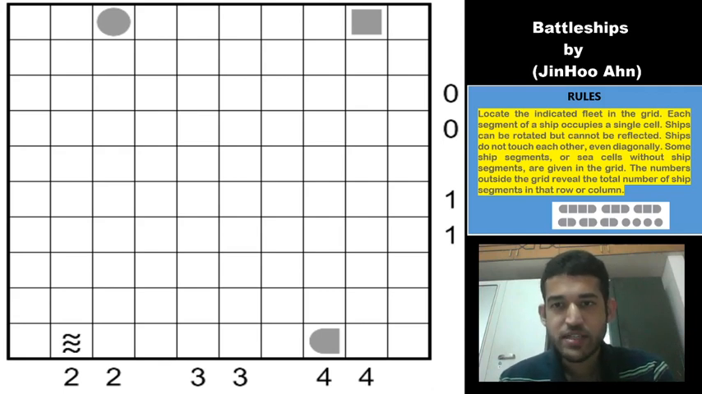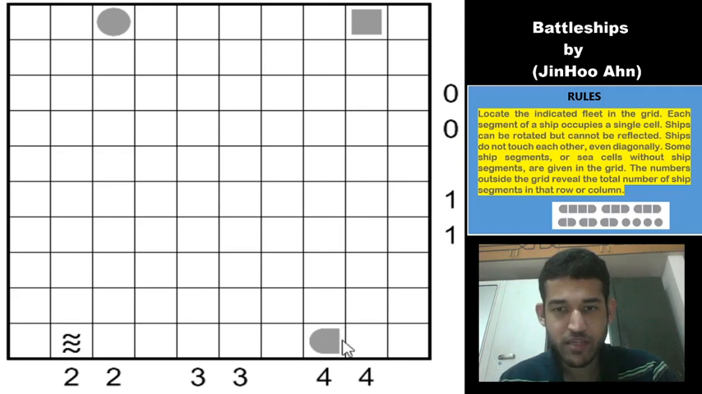The rules of the puzzle type are: you have to place the indicated fleet in the grid. The indicated fleet is given at the bottom of the rules. Each segment of a ship occupies a single cell. Ships can be rotated but cannot be reflected. So from the bottom indicated fleet, you can rotate the segments and place them into the 10 by 10 grid. There is no problem. Ships do not touch each other even diagonally.